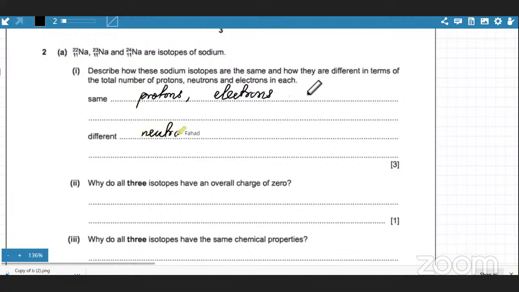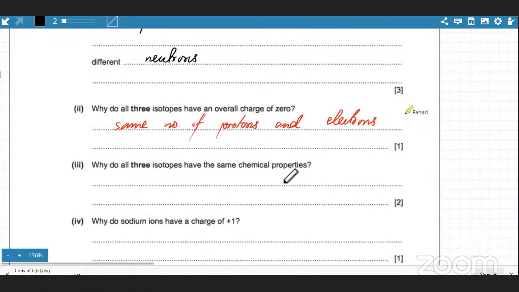So they have pretty much the same chemical properties, because chemical properties depend on the number of protons and the number of electrons. Neutrons really don't attract anyone, so they're not involved in bonding, and they don't affect the chemical properties. Why do all three isotopes have an overall charge of zero? They have an equal number of protons and electrons. Protons are positively charged, electrons are negatively charged, so overall the charge is zero because they balance each other out.